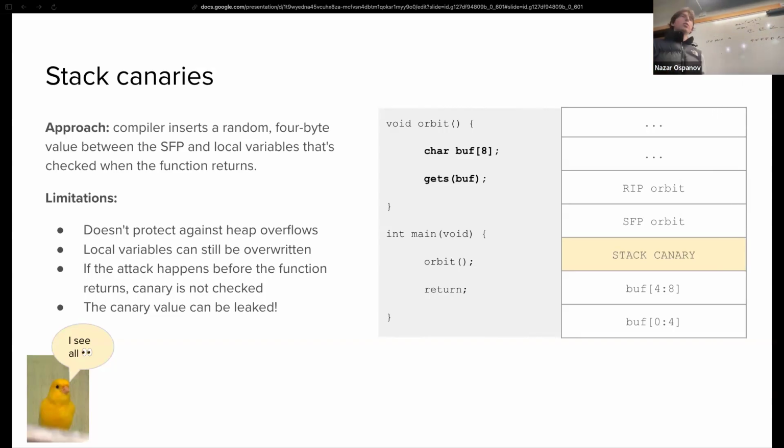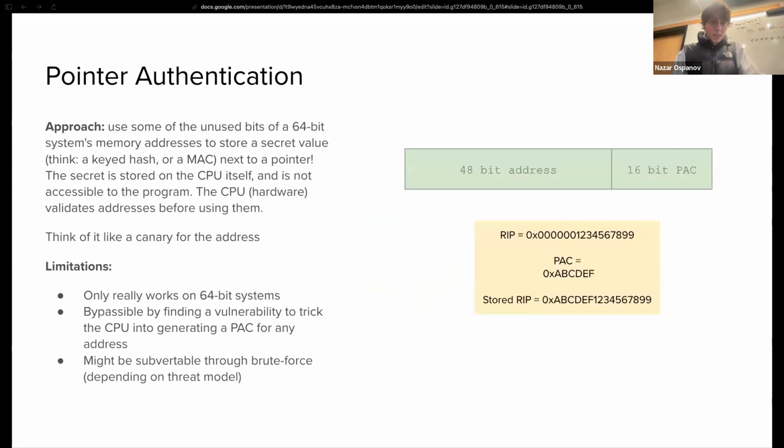So you can't just run the program once, write down the stack canary, and then run the program again and replace the value. So yeah. Now we move on to, I actually want to quickly cover pointer authentication, right? Because this is kind of the same principle.